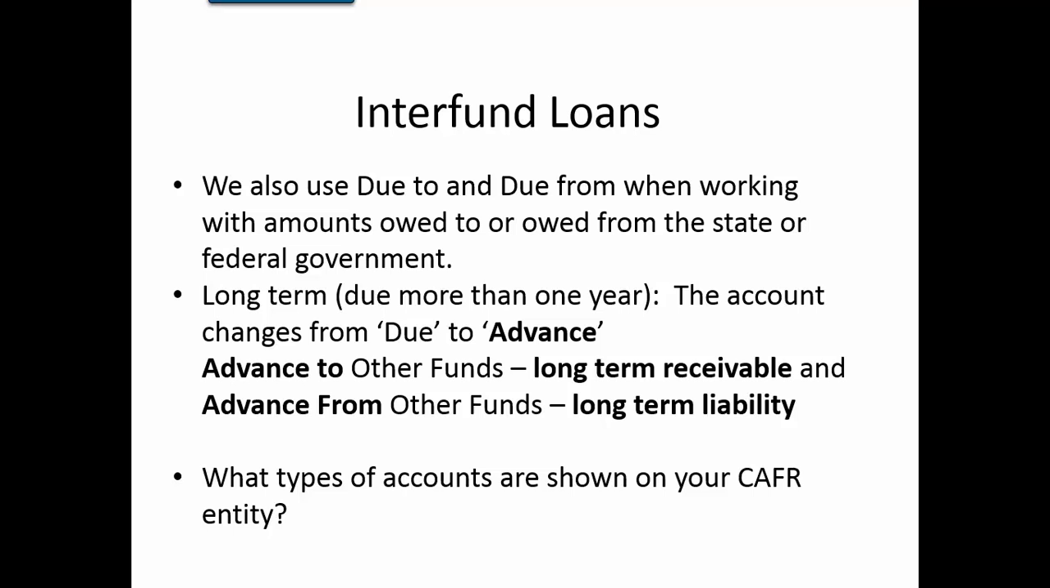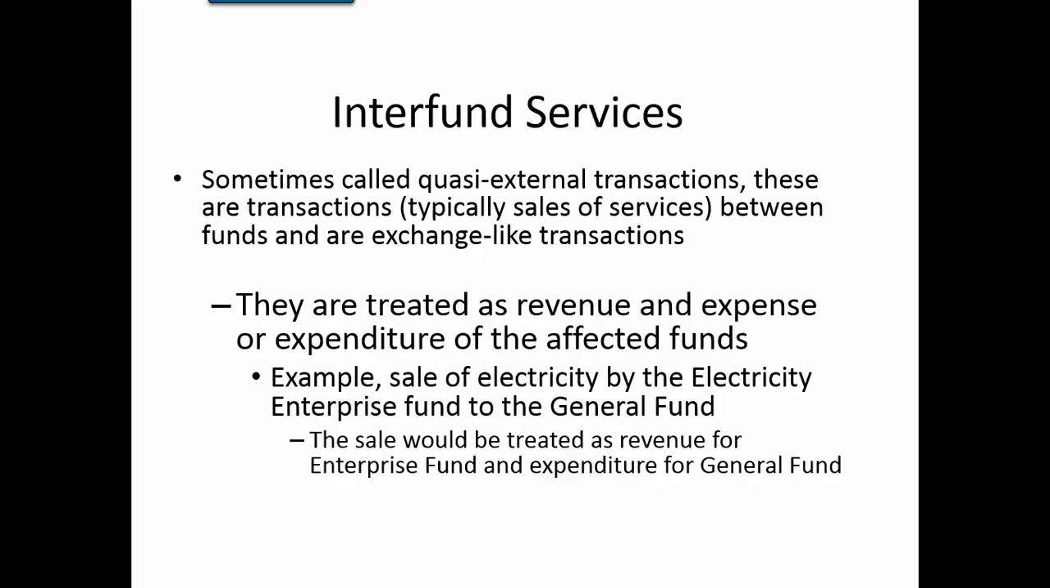What types of accounts are shown on your CAFR entity? Interfund services. Sometimes we call these quasi-external transactions. These are transactions, typically sales of services, between funds and are exchange-like transactions. They are treated as revenue and expense or expenditure, depending on the fund, of the affected funds. Sale of electricity by the Electricity Enterprise Fund to the General Fund. This sale would be treated as revenue for the Enterprise Fund and expenditure for the General Fund.